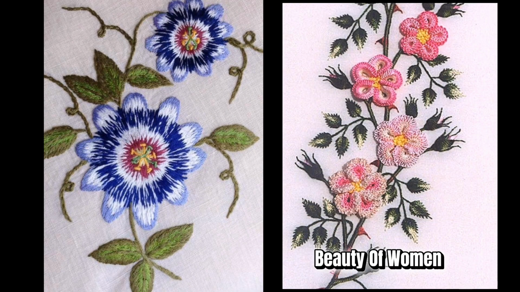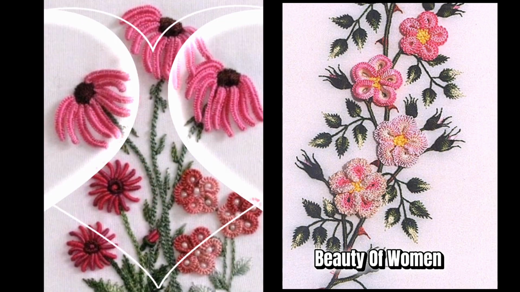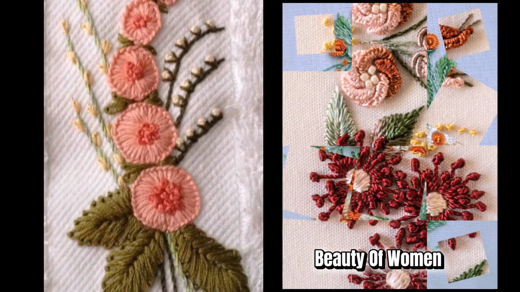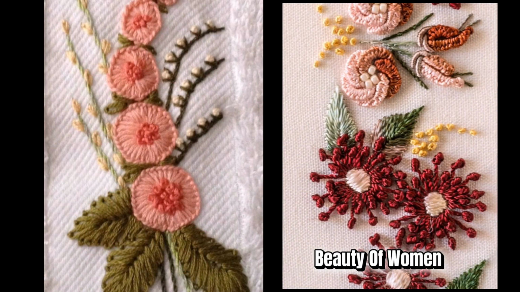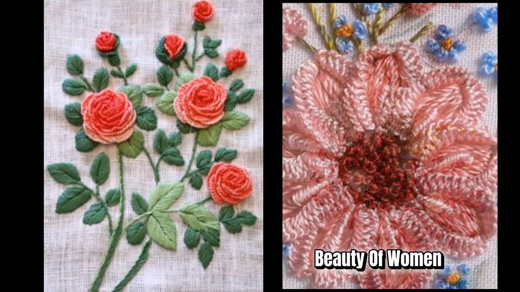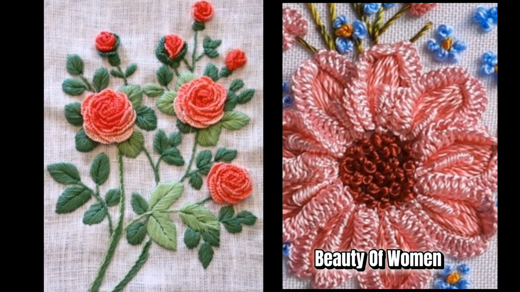Now we have the backstitch embroidery. This is a very easy stitch. It is used to make outlines and simple shapes. You can write names, make borders or create small designs with the stitch. It is perfect for beginners who are just starting embroidery.